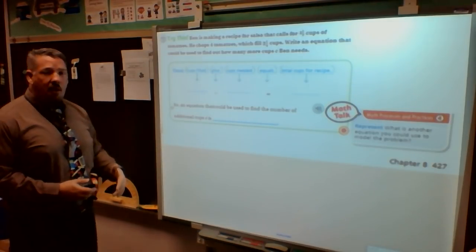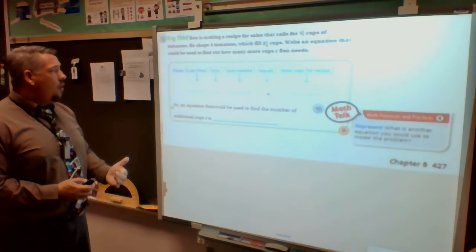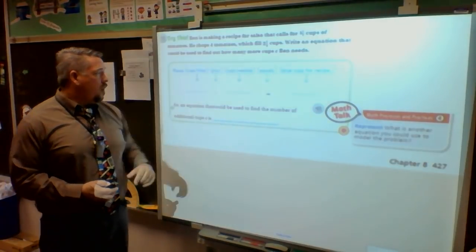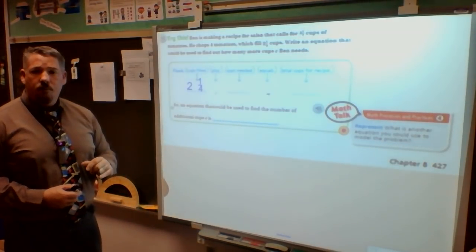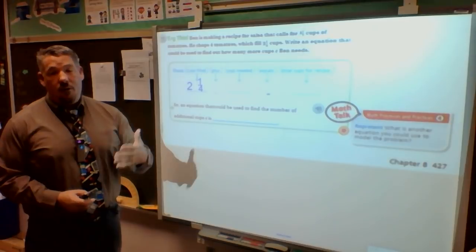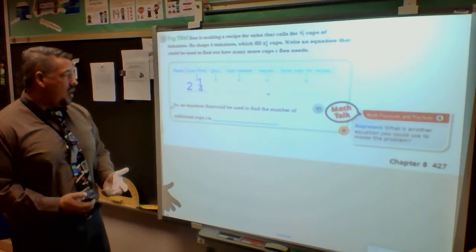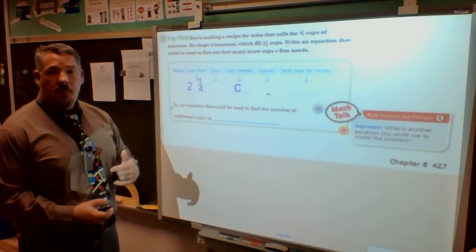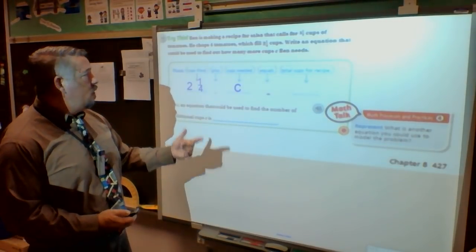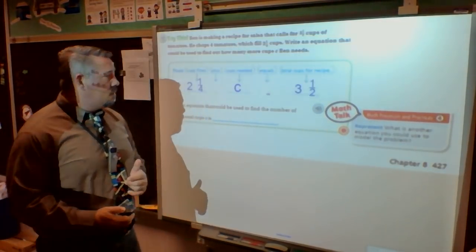So I start with how many I've already filled. I've already filled 2 1/4, so that would go there. I'm going to add whatever I still need, and since I'm measuring cups, I use the letter C to indicate cups. That's going to equal 3 1/2 cups.